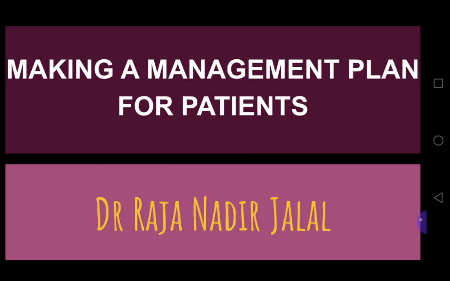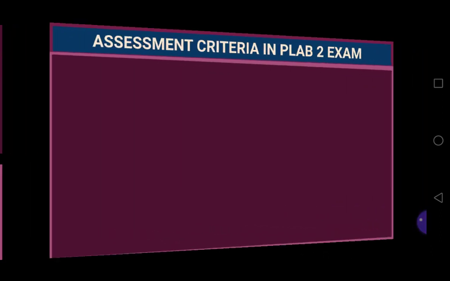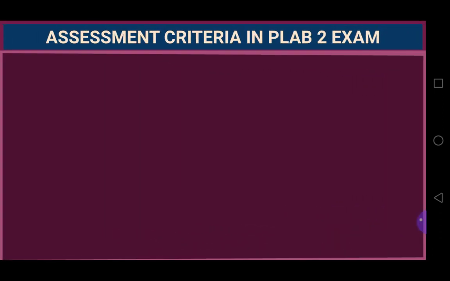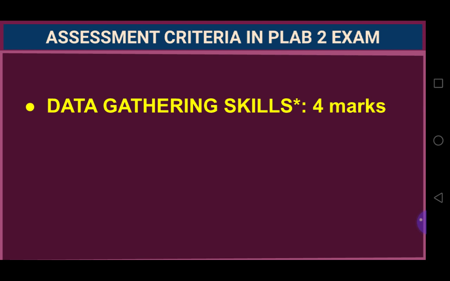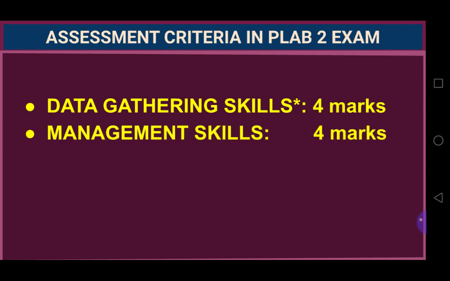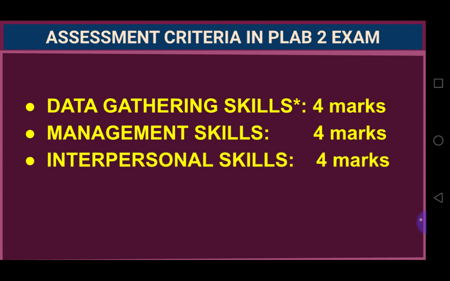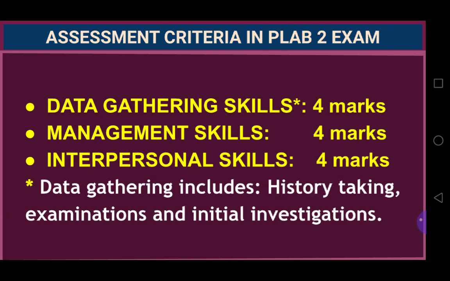First of all, I want to discuss with you the assessment criteria in the PLAB 2 exam. For data gathering skills, there are 4 marks. For management skills, again, there are 4 marks. And for interpersonal skills, there are 4 marks. So 4 marks for each. And in data gathering, history taking, examination, and initial investigations are included.